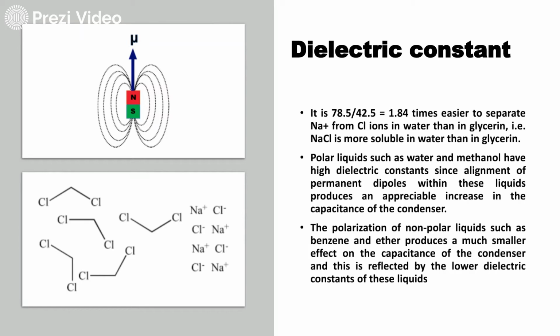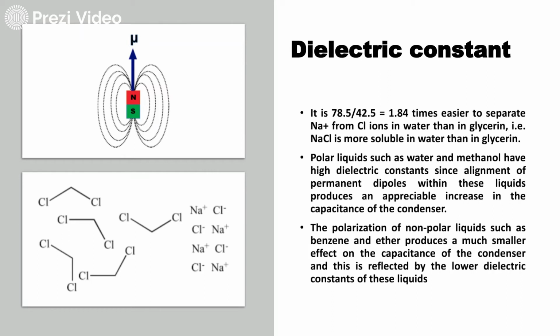than in glycerin. So 42.5 is actually the dielectric constant for the glycerin, and 78.5 is the dielectric constant for the sodium chloride. So if we divide the dielectric constant for sodium chloride by the glycerin, you can understand that it is 1.84 times easier to separate sodium from the chloride ion in water than in glycerin. So as I've told you, more polar molecules, faster separation, and therefore it simply infers that you have a better solubility in water as compared to the glycerin.